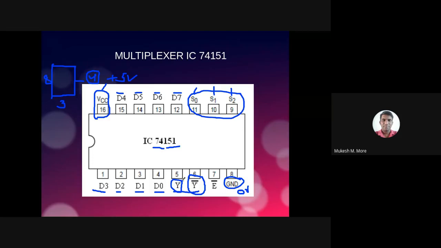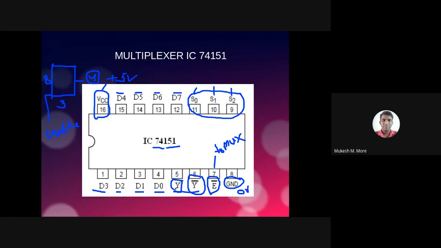One pin is remaining, that is E bar. As you know, for a multiplexer we have an enable input pin. That enable input pin is used to start the multiplexer, to start the mux. So this is the pin description of IC number 74151, which is a multiplexer IC.